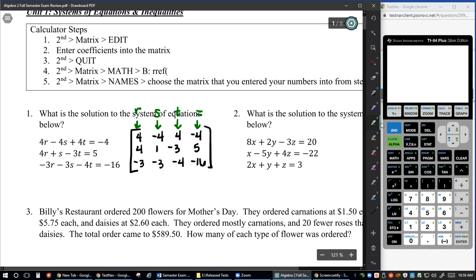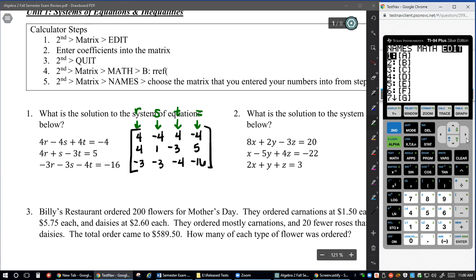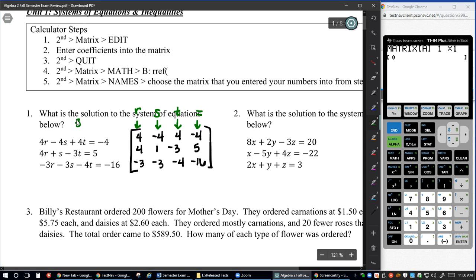So now that we have the matrix set up, we're going to use our calculator to help us out. And so here are your steps. So step 1 says second matrix edit. So we're second matrix, and then we're going to go over to edit and press enter. Now, what kind of matrix do you have? So this is a 3 by 4 matrix because there are 3 rows and 4 columns.